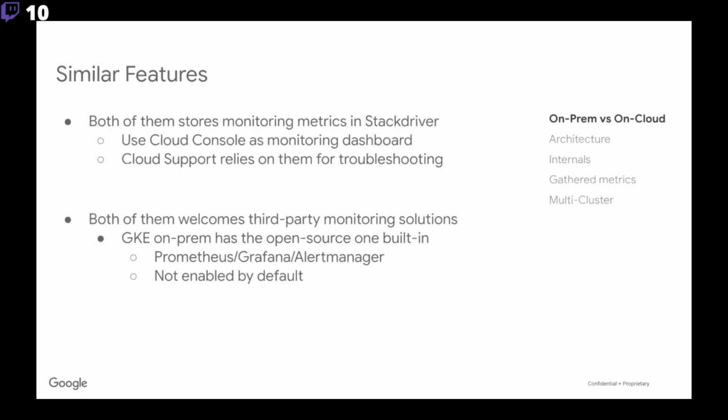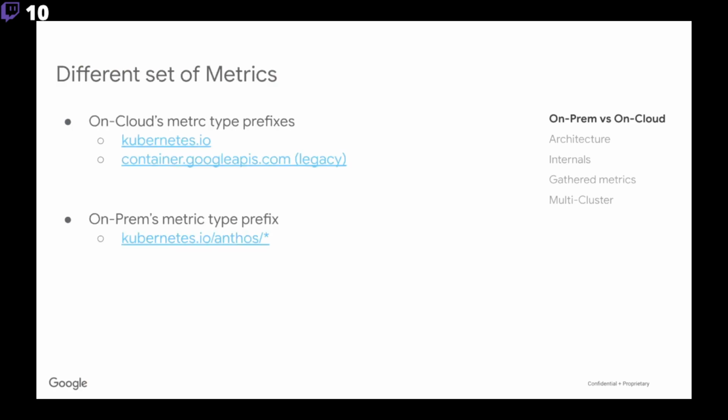Yes, and they're on demand, of course. On GKE on cloud, it's purely your responsibility to load them. For on-prem, we do provide the Prometheus, Grafana, and Alert Manager suite, the pipeline, out of the box. But they are not enabled by default. You can enable them later on, and the later slides will cover it. And the differences also lie in the metrics prefix.